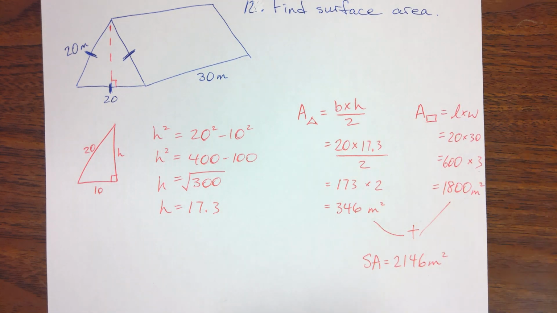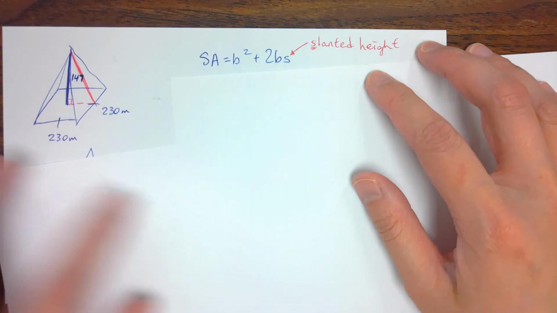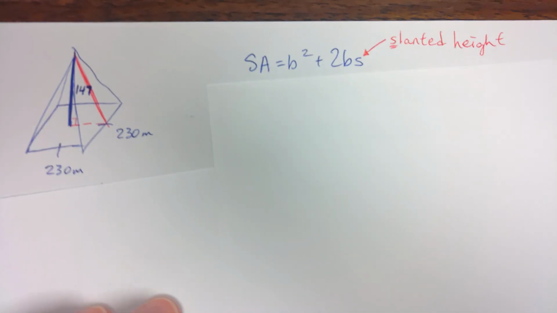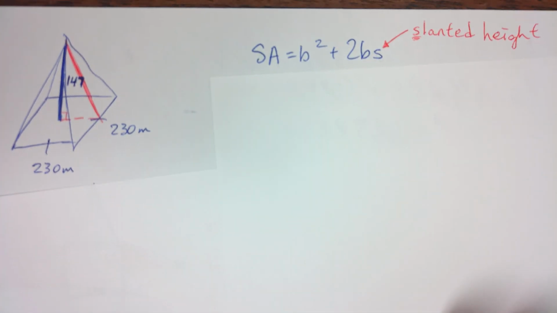Now that you get this, try one more. Same idea. Find the surface area. Here, I'll zoom this in. Okay, and I gave you guys a hint.